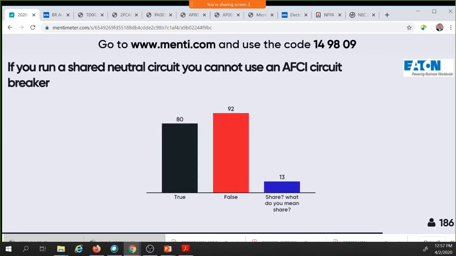It's talking about a shared neutral. If you run a shared neutral circuit, you cannot use an AFCI circuit breaker. 81 said true, 92 said false. Shared neutrals. Think about it.